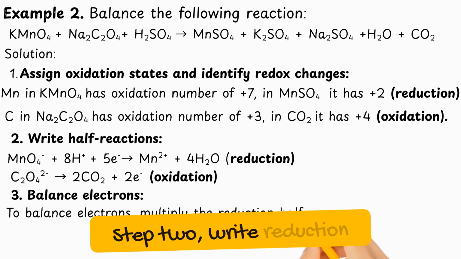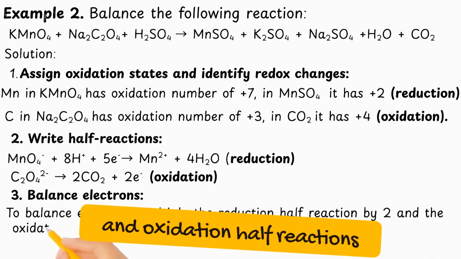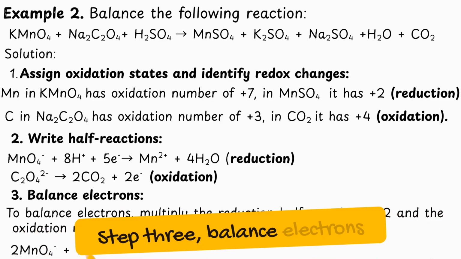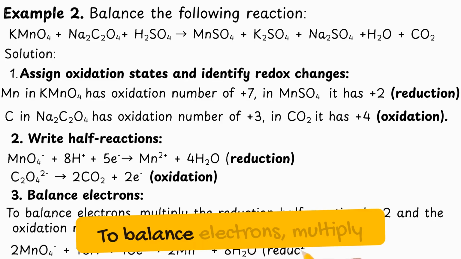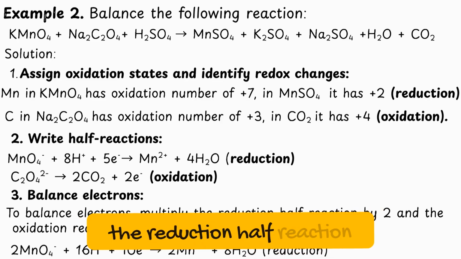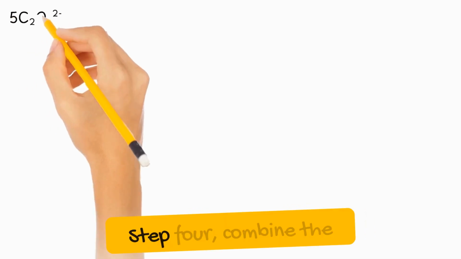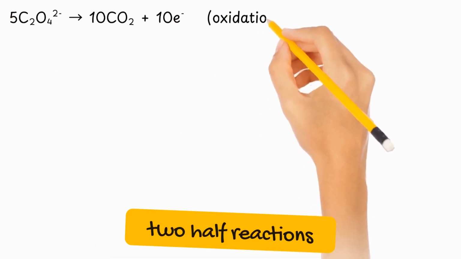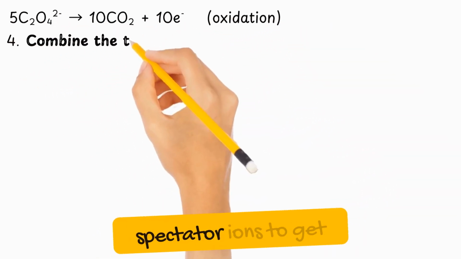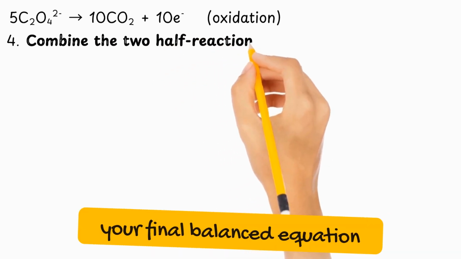Step 2. Write reduction and oxidation half reactions. Step 3. Balance electrons. To balance electrons, multiply the reduction half reaction by 2 and the oxidation one by 5. Step 4. Combine the two half reactions. Step 5. Add the spectator ions to get your final balanced equation.